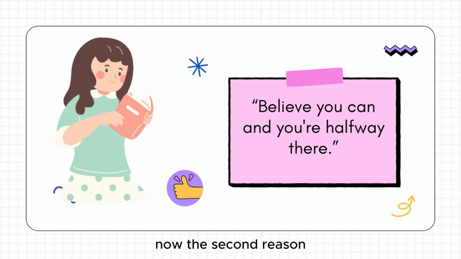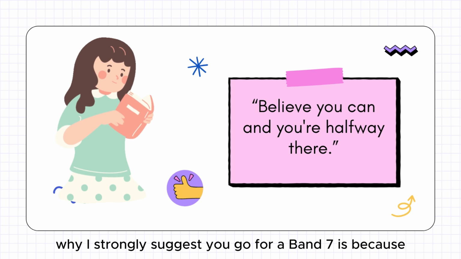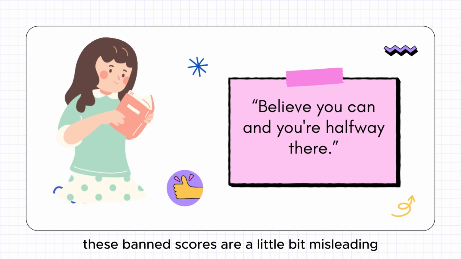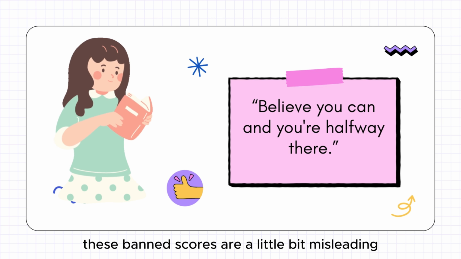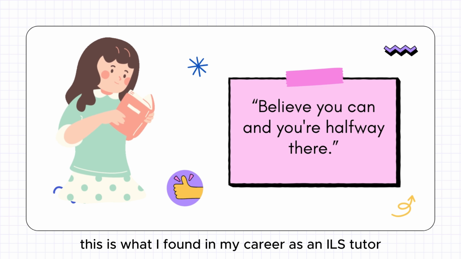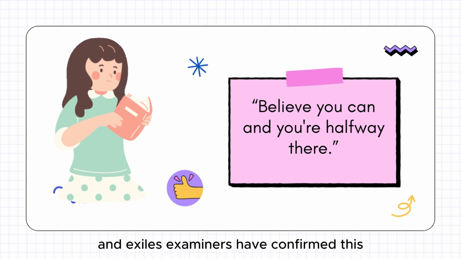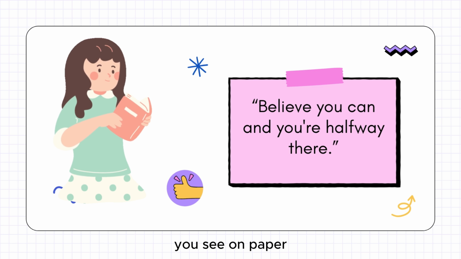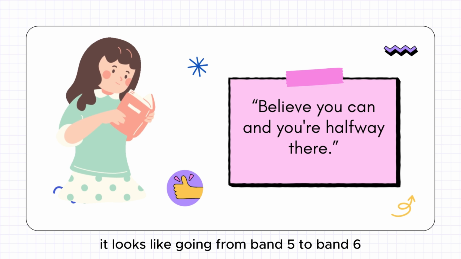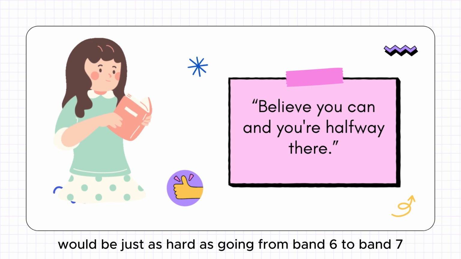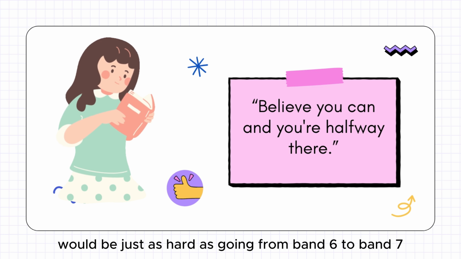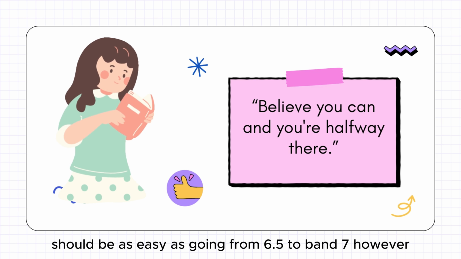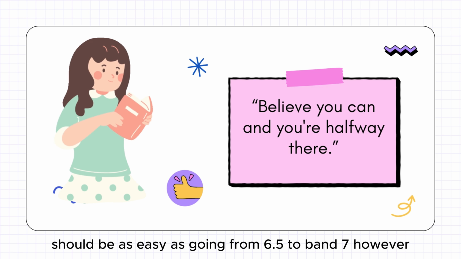Now, the second reason why I strongly suggest you go for a band 7 is because these band scores are a little bit misleading. This is what I found in my career as an IELTS tutor, and ex-IELTS examiners have confirmed this. You see, on paper, it looks like going from band 5 to band 6 would be just as hard as going from band 6 to band 7. And likewise, going from band 6 to 6.5 should be as easy as going from 6.5 to band 7.